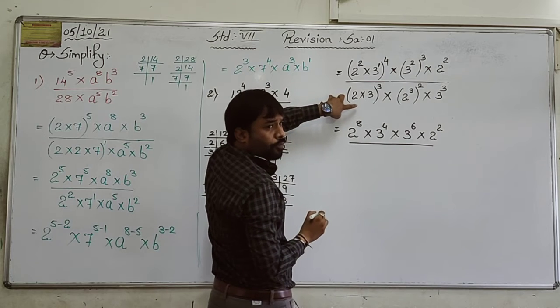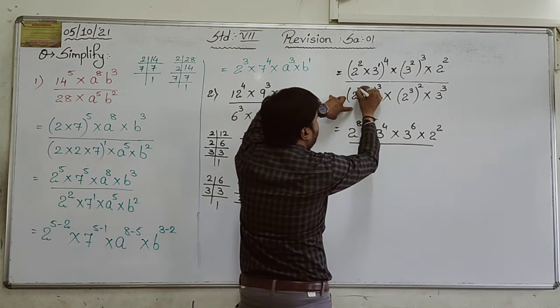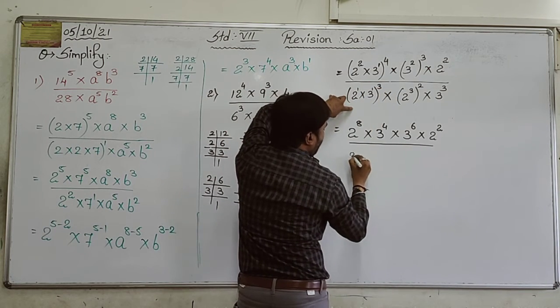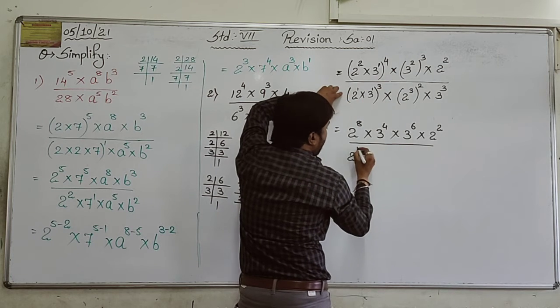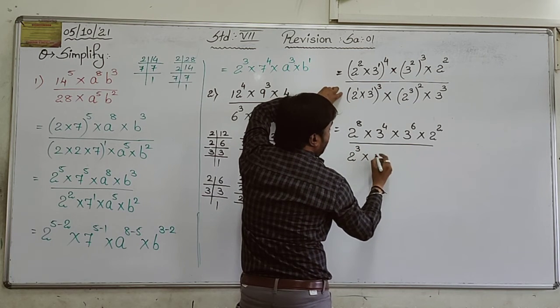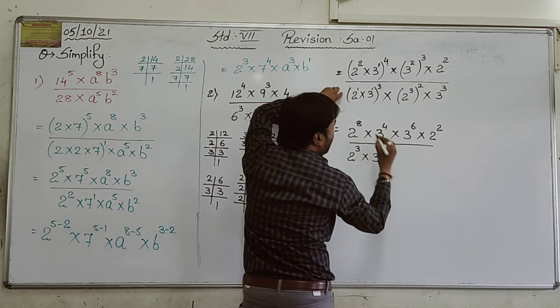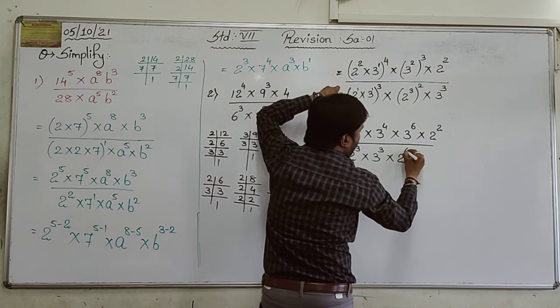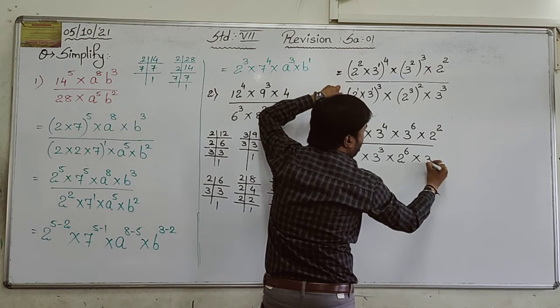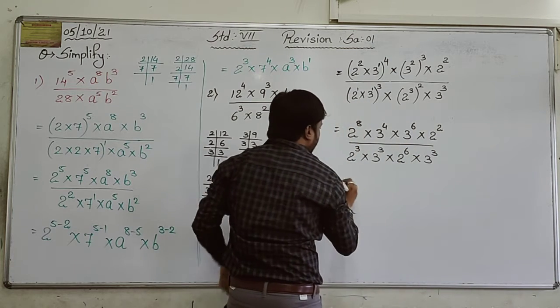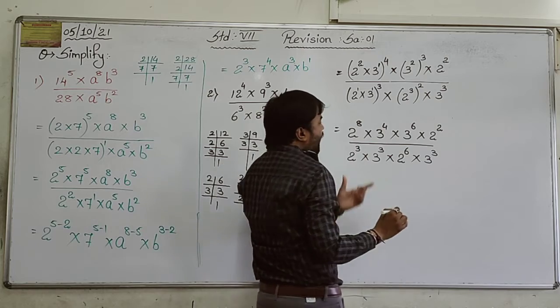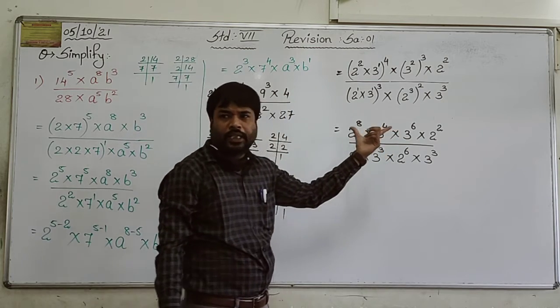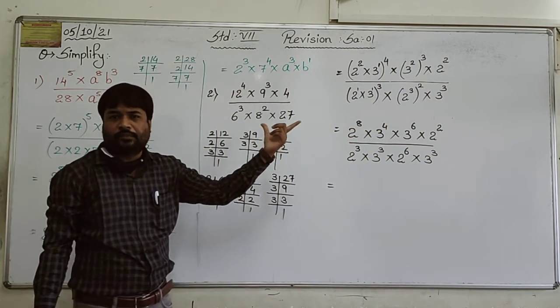Same procedure over here. 2 raised to 1 3s are 3 multiplied by 3 raised to 1 3s are 3 multiplied by 2 raised to 6 multiplied by 3 raised to 3. So that is equal to, is there something common in numerator? Yes, there is something common.